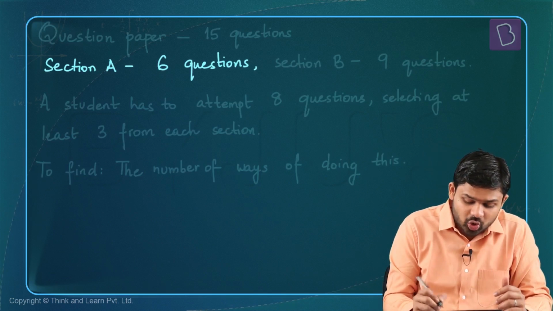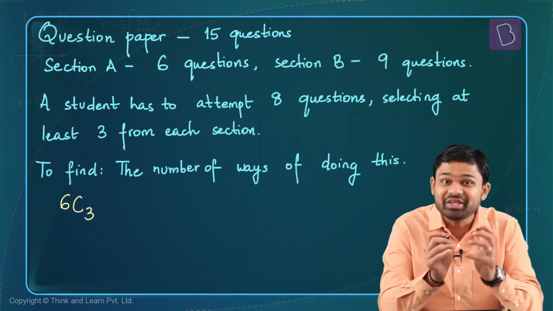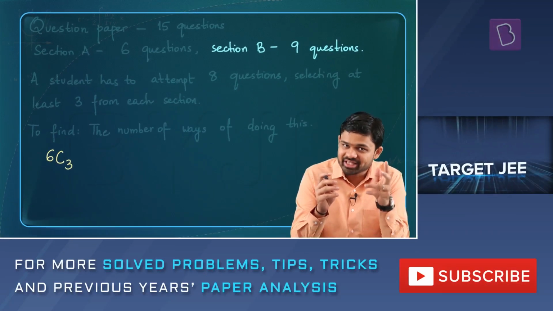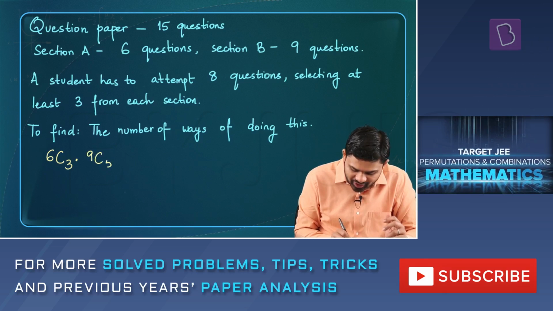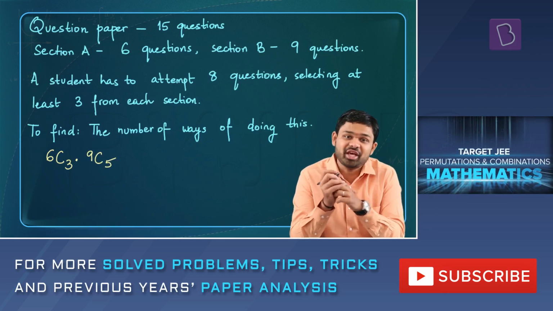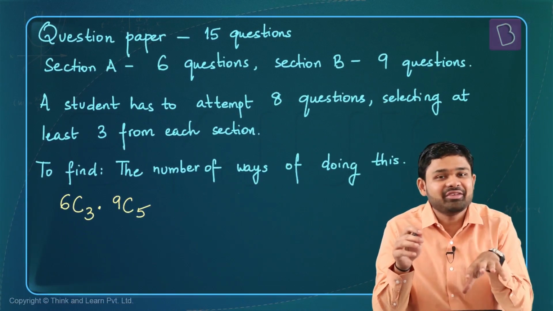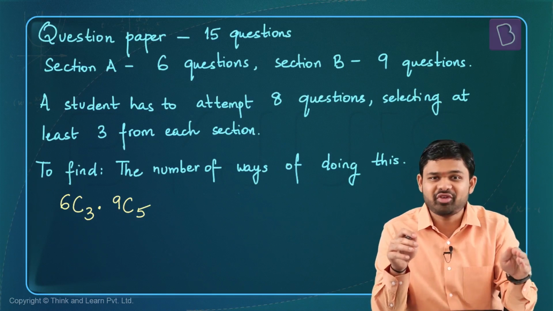The first section has a total of 6 questions. So the number of ways in which it can be done is 6C3 ways, multiplied by, there are a total of 9 questions in the second section, so that's going to be multiplied by 9C, because he has to choose 5 questions, it's going to be a 5 there. So 6C3 into 9C5 ways are the ways in which a student can choose 3 questions from the first section and 5 from the second.